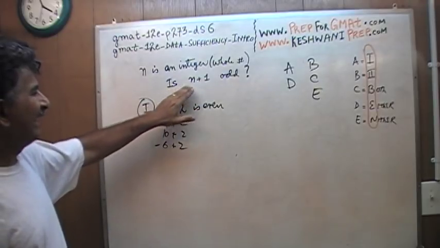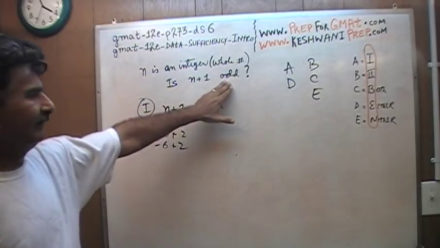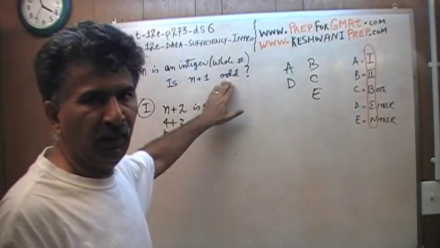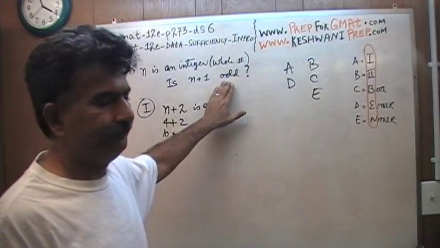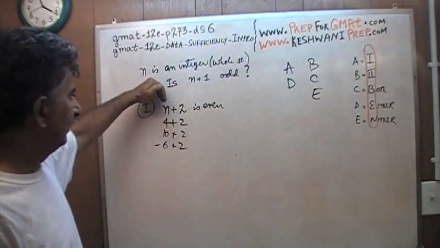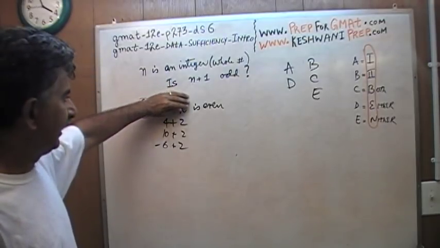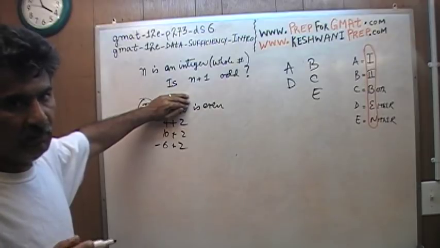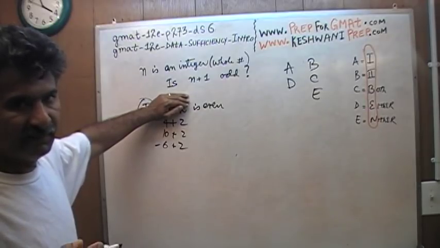The question, is n plus 1 odd, is a very awkward way of asking, is n even? That's what they're asking here. And the first statement tells me that n is even because I'm told that when I add 2 to it, the number that I have is still even. And that is only going to be possible when the number that I'm starting out with is even.